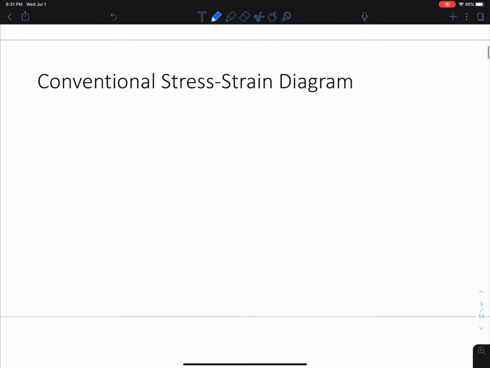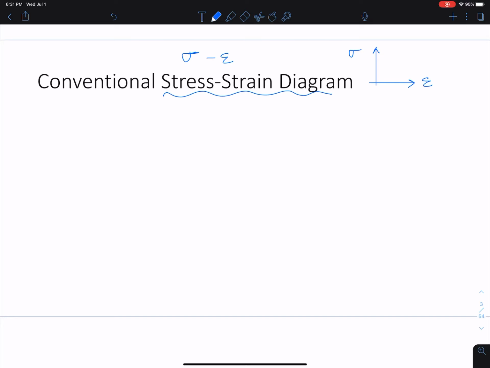Before we get into that, let's talk about a conventional stress-strain diagram. We use stress-strain diagrams here to understand the full relationship between stress and strain for a given material. I'm going to draw just the axes here so you can see we always put the strain on the x-axis and the stress on the y-axis. We're going to talk about several important features of these diagrams. You can call this a stress-strain diagram, and we can abbreviate it like this.